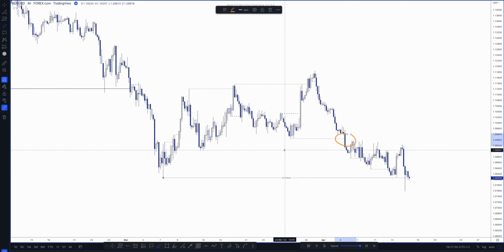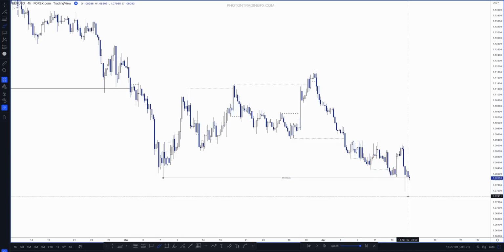And then after we get that, it's usually, for the most part, pretty impulsive to take out the low in most cases. And this is where these internal ranges hold, right, until it takes out the swing low. Cool, okay.